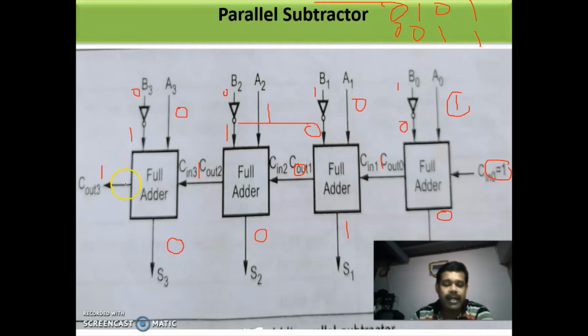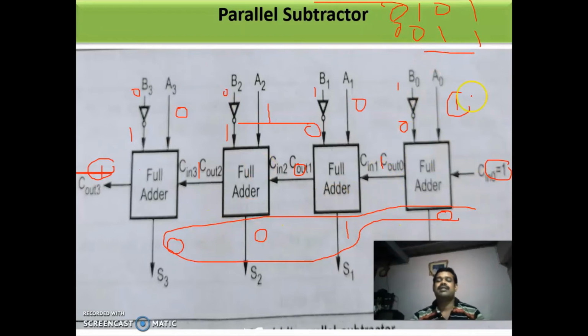So in 2's complement, if you are getting a carry, you have to discard the carry. The value that you are getting is 0 0 1 0. So what you have taken is 5, 0 1 0 1, minus 3, is 2. 2 is 0 0 1 0. So this circuit performs subtraction by using the 2's complement method.